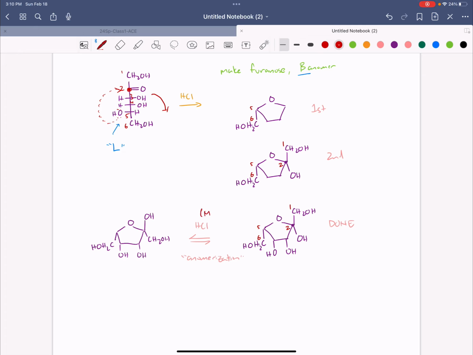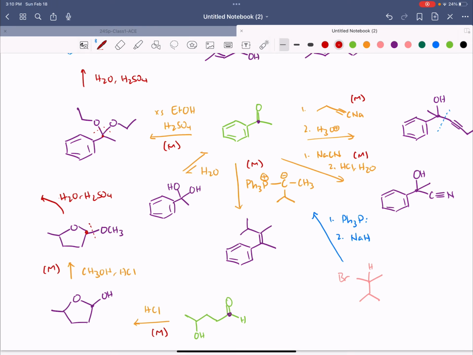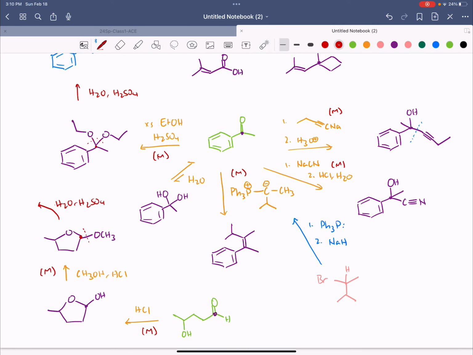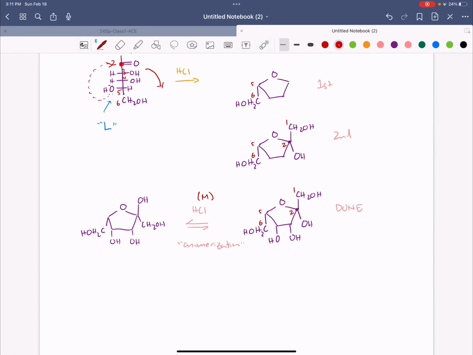Okay, let me go through class 8 again. Handout, just double check. Oh, I totally forgot. You can make an acetal. And we saw how to make an acetal right here at the very bottom. And so on this page here, we have a bunch of hemiacetals, right? Hemiacetal.